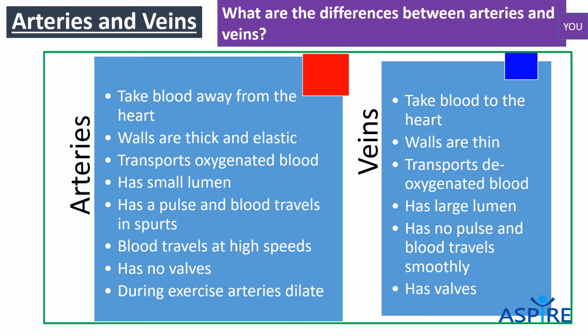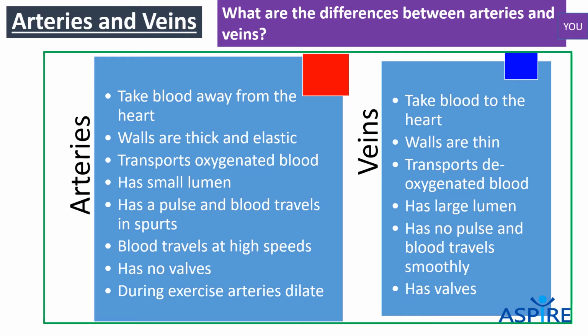What about its walls? The walls are thick and elastic, so stretchy. Transports oxygenated blood. That is true except for the pulmonary artery. That's the only exception to that. The pulmonary artery obviously takes blood away from the heart because it's an artery, but that artery is going up to the lungs where it's going to pick up that oxygen. So yes, arteries transport oxygenated blood, but bear in mind the one exception of the pulmonary artery.